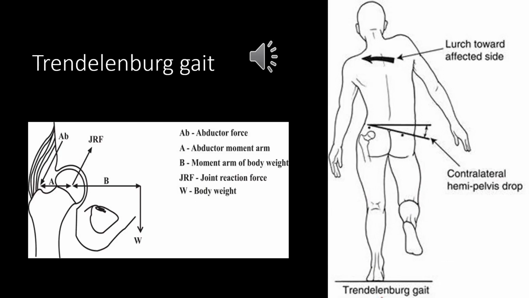For Trendelenburg gait, stand behind the person and look at their shoulders and pelvis. The shoulders should lurch towards the affected side, and the pelvis would drop away from the affected side.